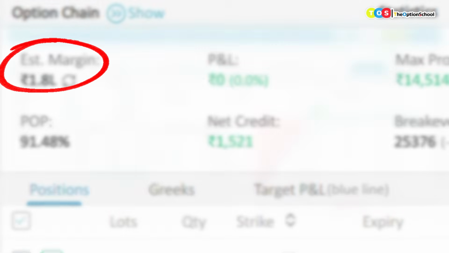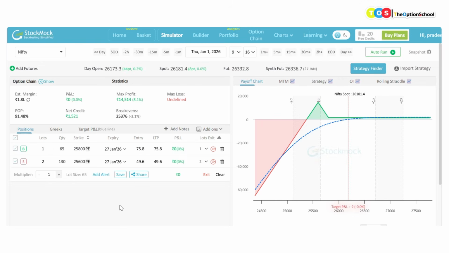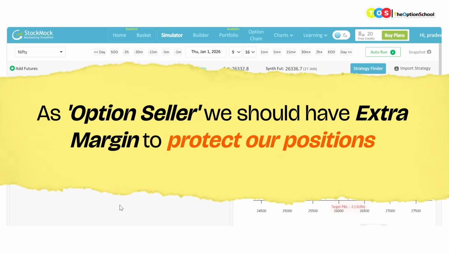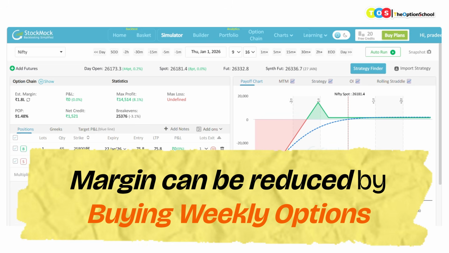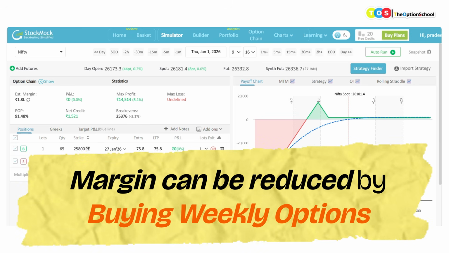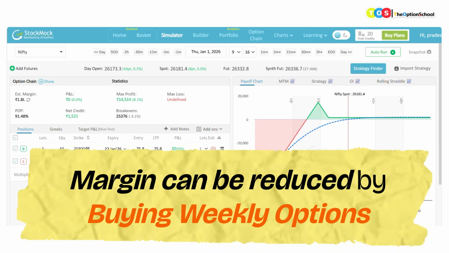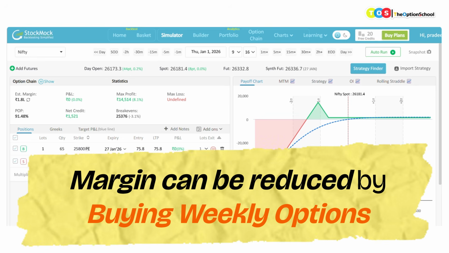Obviously, we can reduce that margin, but definitely as an option seller, we must have a decent margin in our kitty so that in case trades go wrong, we are able to protect our positions. But here I am not buying those weekly options because then the payoff diagram will totally go haywire and we will not be able to understand the actual process of adjustment.